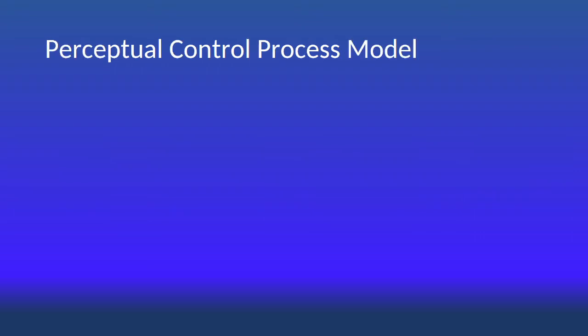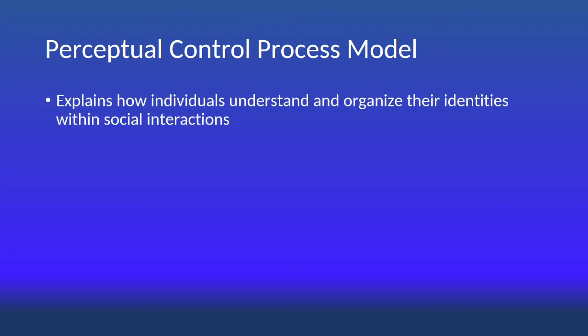The other version of identity theory I want to introduce to you is known as the perceptual control process model of identity theory, or the identity control process model. Where structural identity theory is really concerned with explaining how social structure influences personal understandings of identity, the perceptual control process model is more focused on how individuals understand and organize their identities within social interactions.